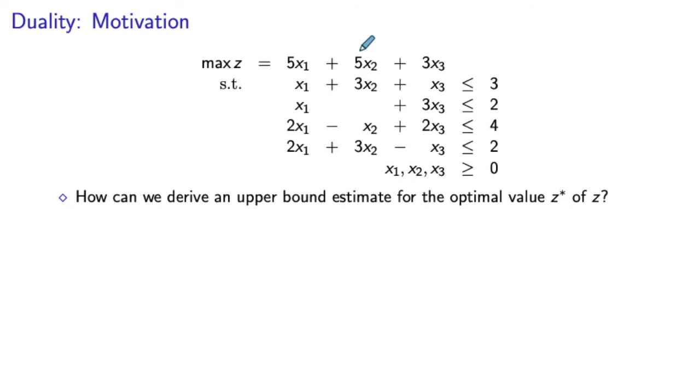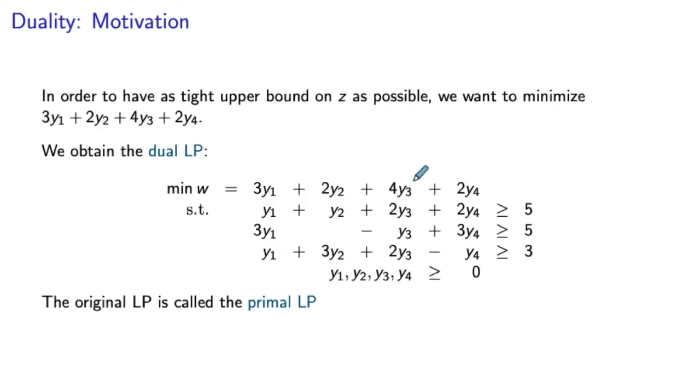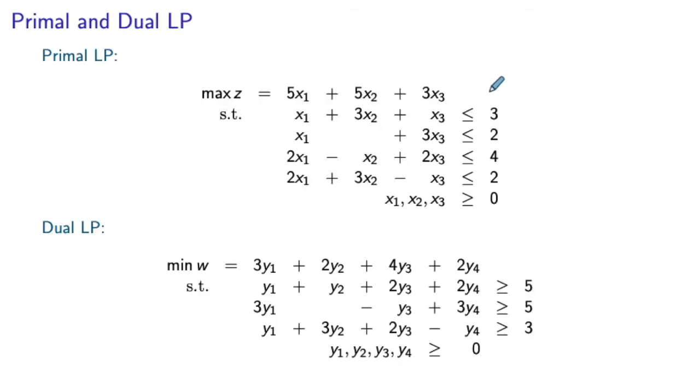And then with this motivation, we considered some other example where we are essentially trying to use these multipliers for the constraints in order to obtain the tightest possible upper bound on the maximization objective. And as a result, we arrived at a dual LP. Then we called the original maximization LP Primal. We looked at the relation between the two.